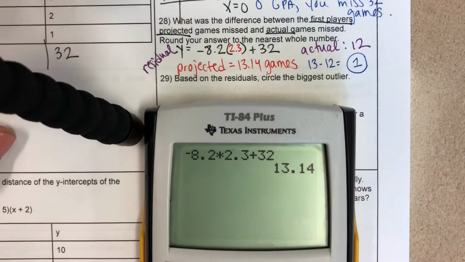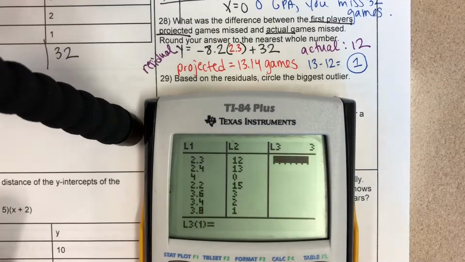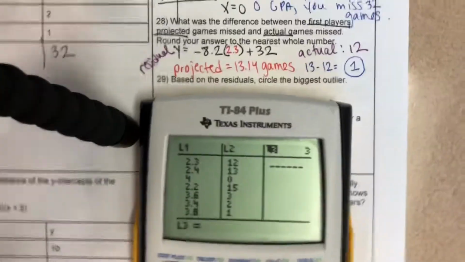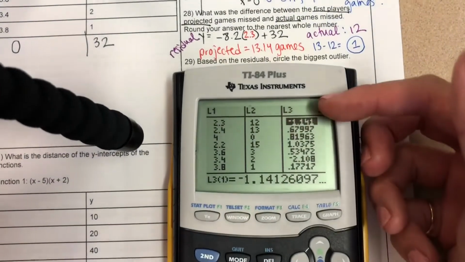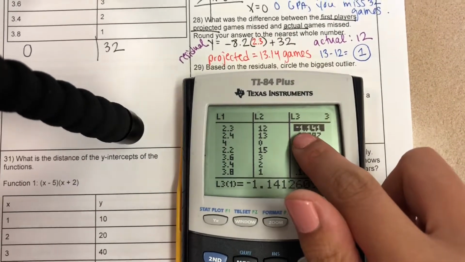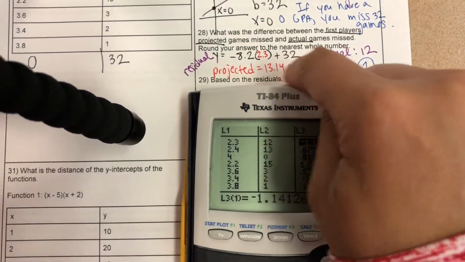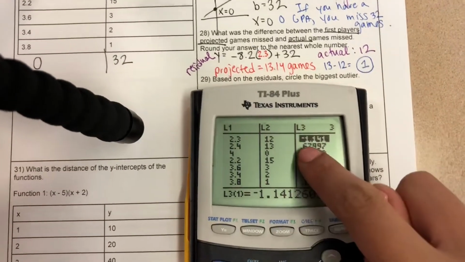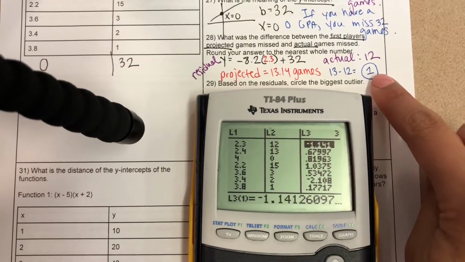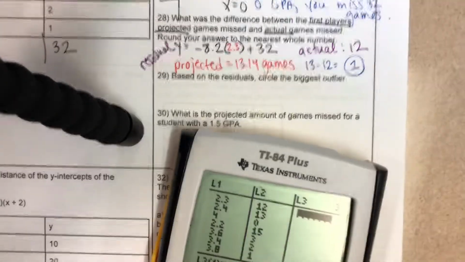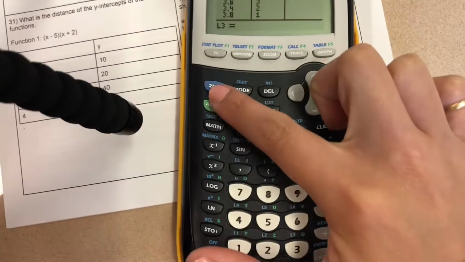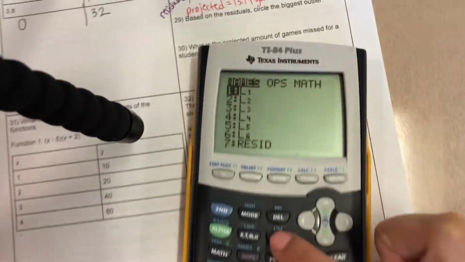So if I go back to my table, stat, enter, if I go to my L3 column, I can put in my residuals. I do that by hitting second stat, which brings me to list, and then my residual is 7. When I hit enter, all the residuals populate, and I can see that it's -1, so that means his projected was 1 higher than his actual, so 1 here and 1 here would give us the same answer. Okay, one more time for the residuals, I can populate that into my L3 column. I go up to L3, I hit second stat to bring me to my list.